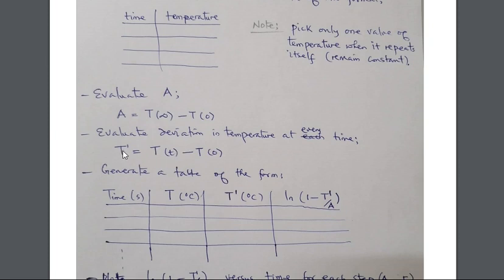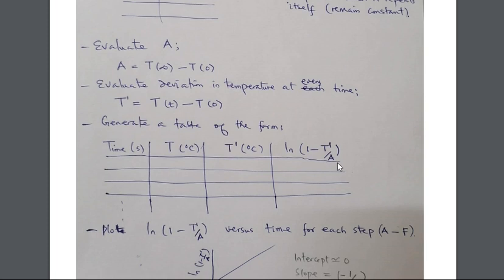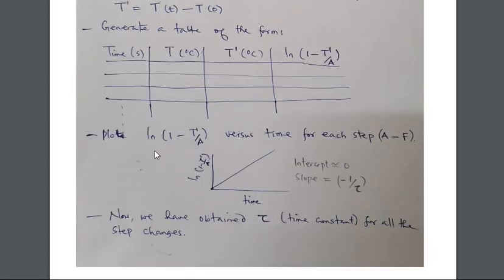The temperature deviation is going to be the temperature at any time minus the temperature at 0. It means we can generate a table of this kind. We have time from the raw data, we have the temperature from the raw data, we have the temperature deviation from the processing we did, and then next we can get the ln of 1 minus temperature deviation over the maximum temperature deviation A. So now what you need to do is plot ln of 1 minus temperature deviation over A versus time for each step, that is step A to F.